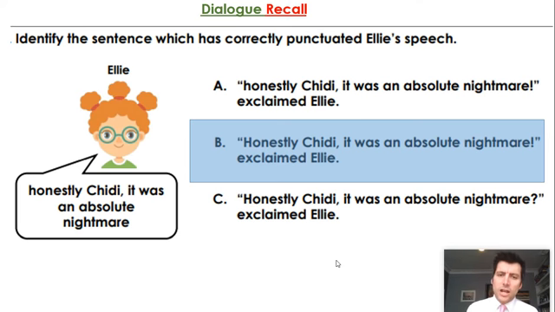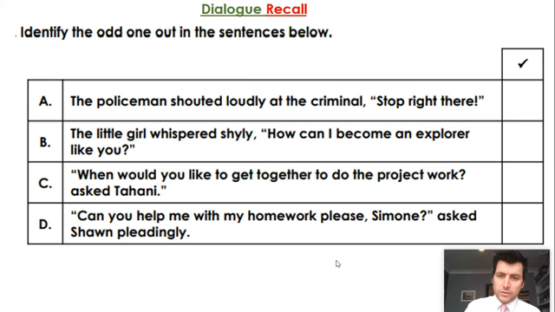The first one isn't correct because it's got a lowercase letter at the beginning of honestly, whereas it should be a capital letter. And the second one is correct because it ends in an exclamation mark, whereas the third one, so C, ends in a question mark, the direct speech, but it's not a question, it's a statement or an exclamation. It's saying that something is an absolute nightmare. It's not asking whether it was or not.